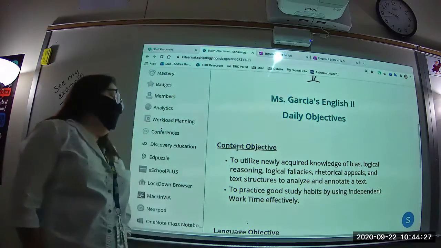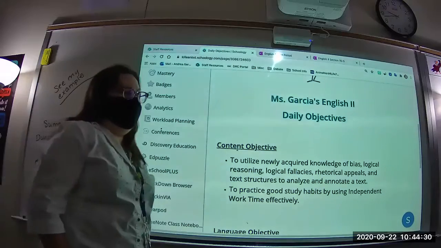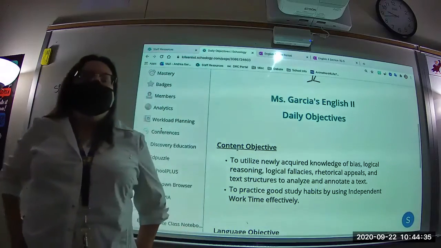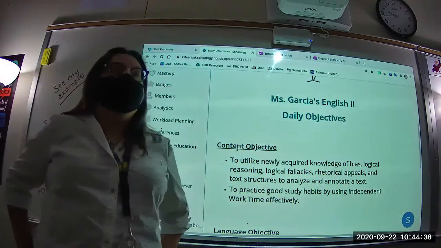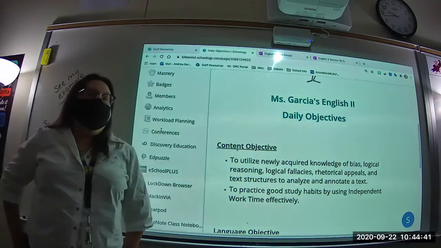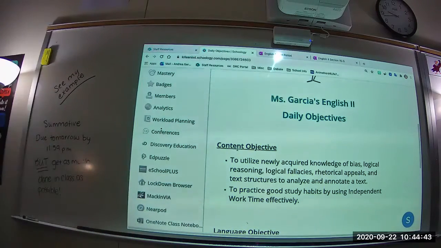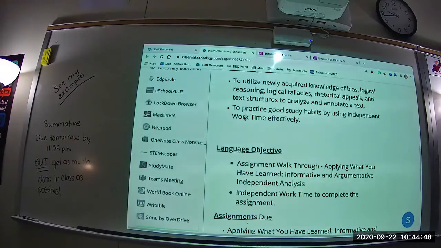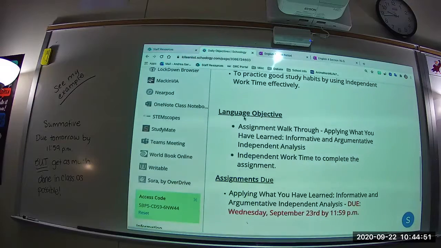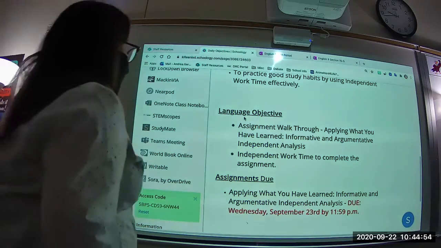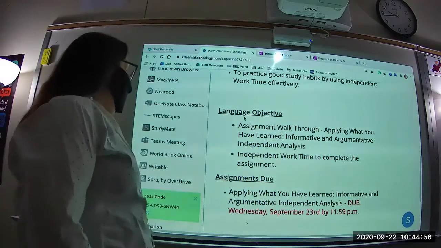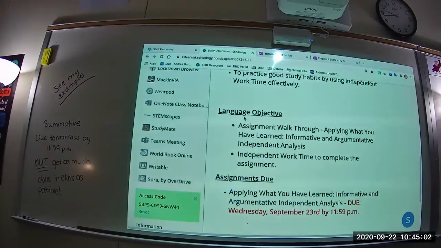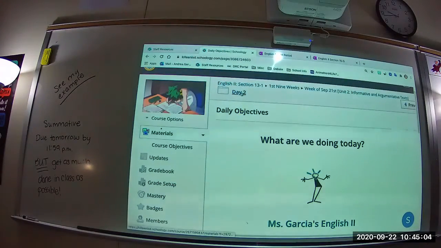And then you're going to practice good study habits by using independent work time effectively, because even though it is due tomorrow by 11:59 p.m., I'm giving you today's class period to work on it because it is a summative, and you can work together and ask for my help, okay? Any questions on that? Okay, so basically we're going to do an assignment walkthrough and applying what you've learned, informative and argumentative independent analysis, and then have independent work time to complete the assignment. It is due again by Wednesday, September 23rd by 11:59. So let's take a look at it real quick.